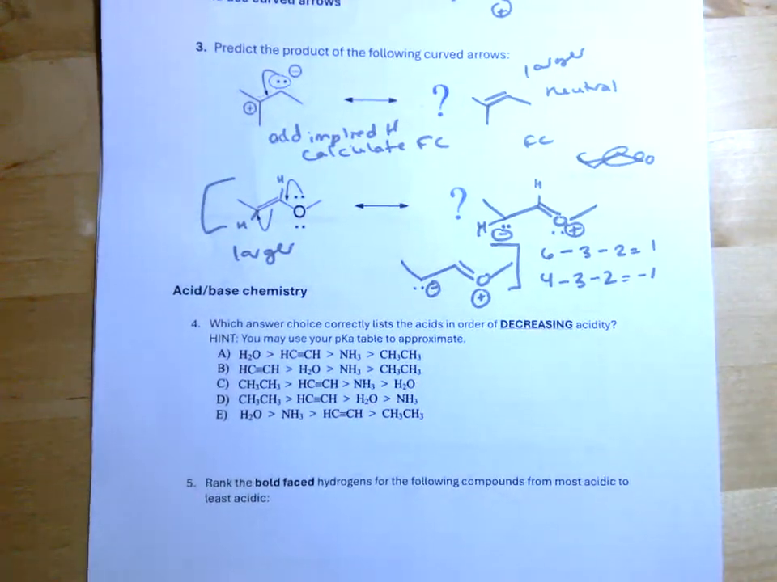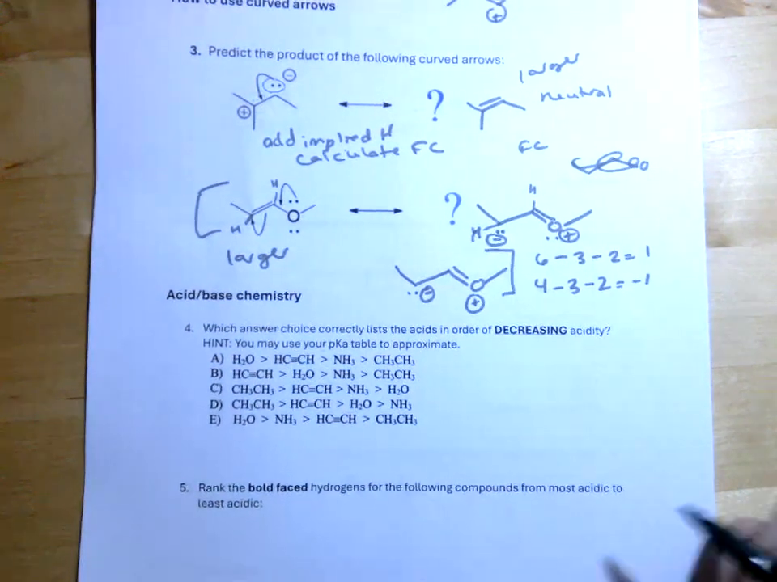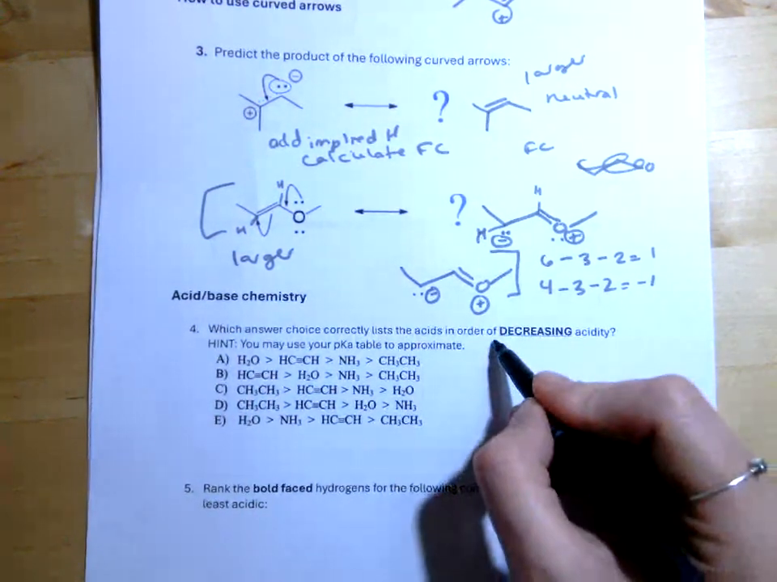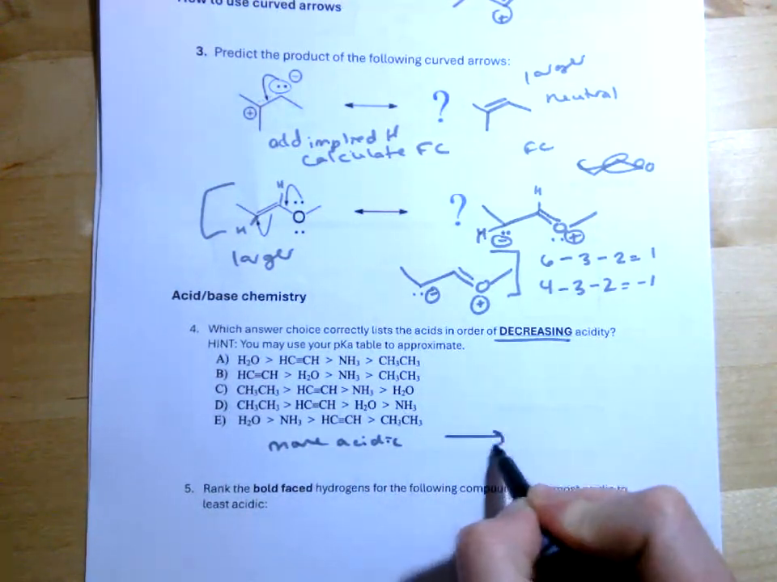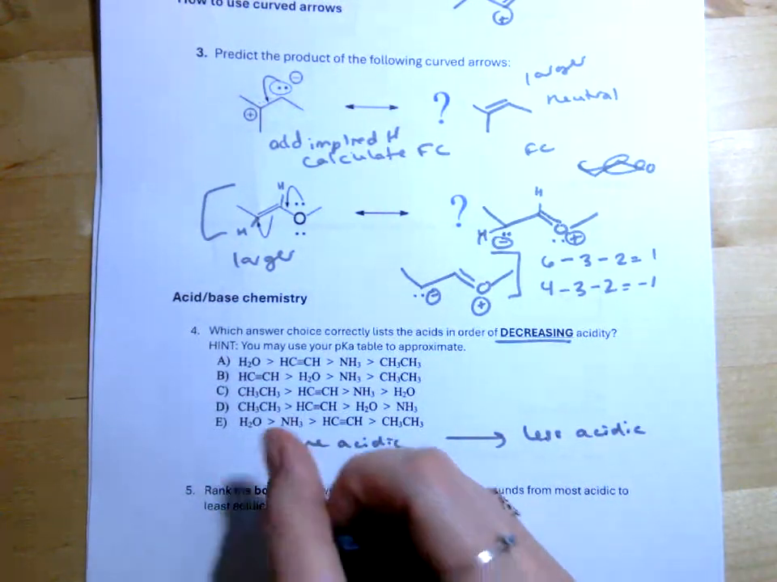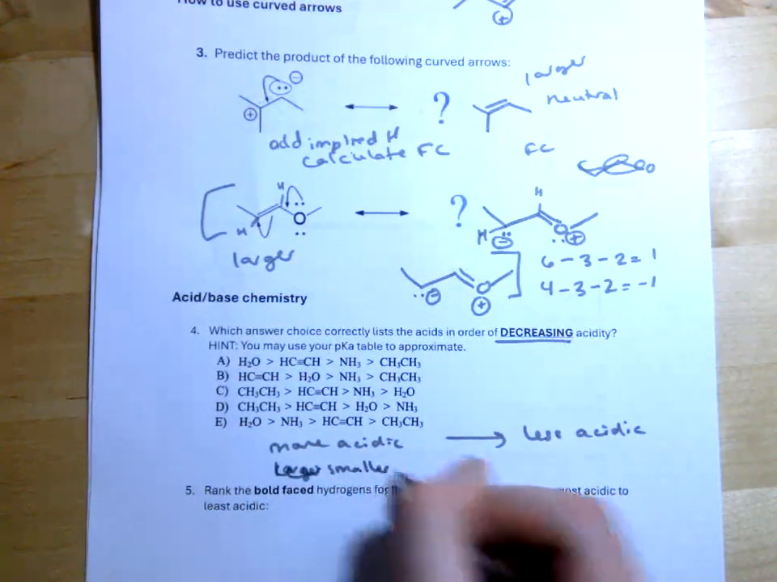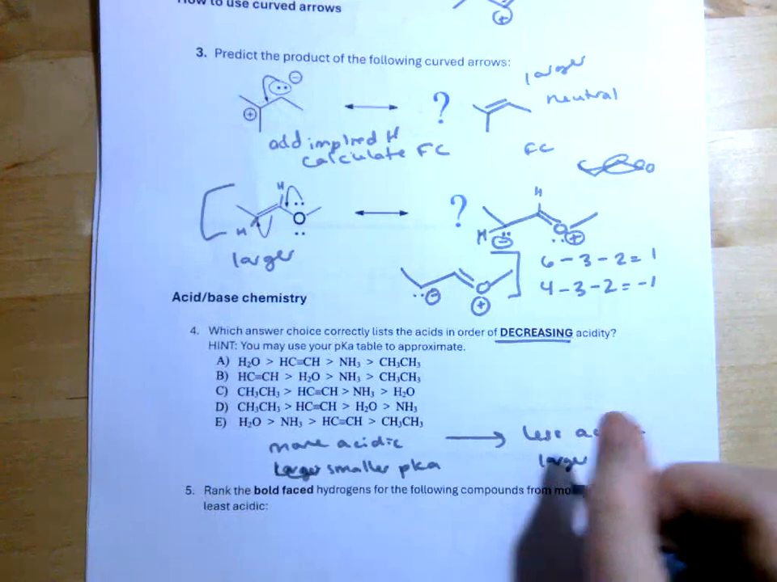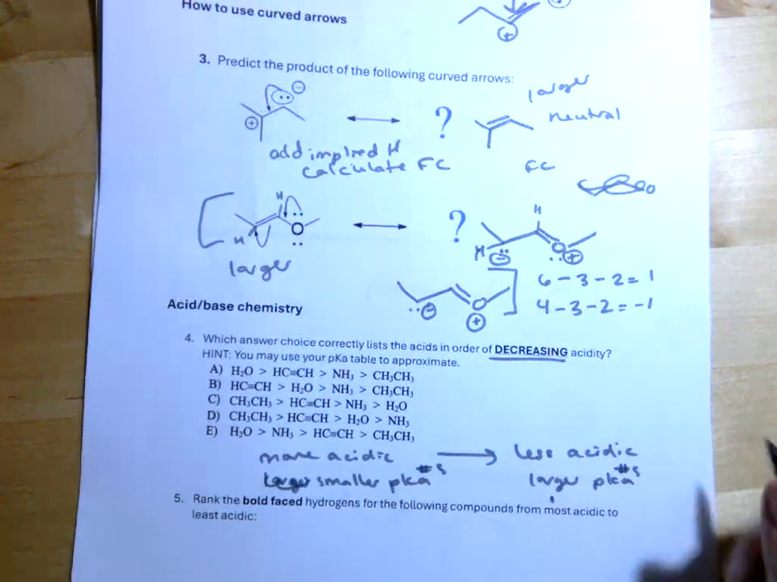So you can use your pKa table for this. If you've memorized it, that makes it faster, but you can always check that when you're doing your homework. So how I approach this question is, first, it's asking for decreasing acidity. So it wants more acidic to less acidic. And I always forget what order the pKa's are in, so I also remind myself: smaller, see, I just did it. Smaller pKa is more acidic and the larger pKa is less acidic. So we want the smaller numbers first and the larger numbers last.